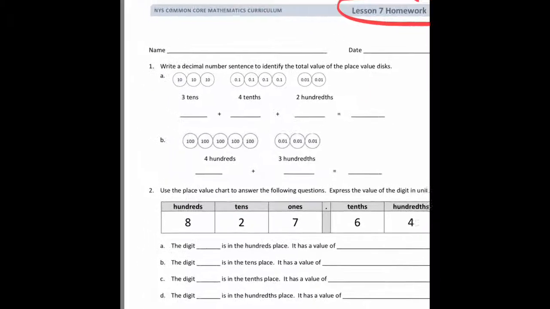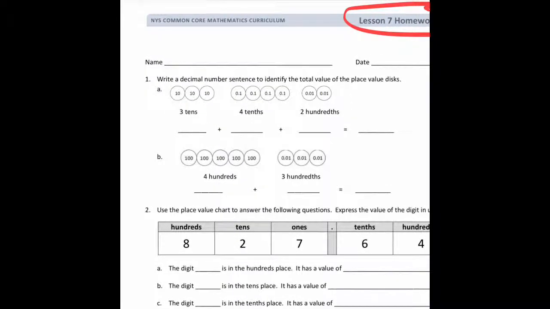And we're going to start off with number 1, and it says write a decimal number sentence to identify the total value of the place value discs. So here it's starting off with 3 tens, 4 tenths, and 2 hundredths. Well, 3 tens is going to be 30. 4 tenths is going to just be 0.4 because that's 4 in the tenths place, and 2 hundredths is going to be 0.02. And when you put all those together, you'll get 30.42 because that's 4 tenths and 2 hundredths.